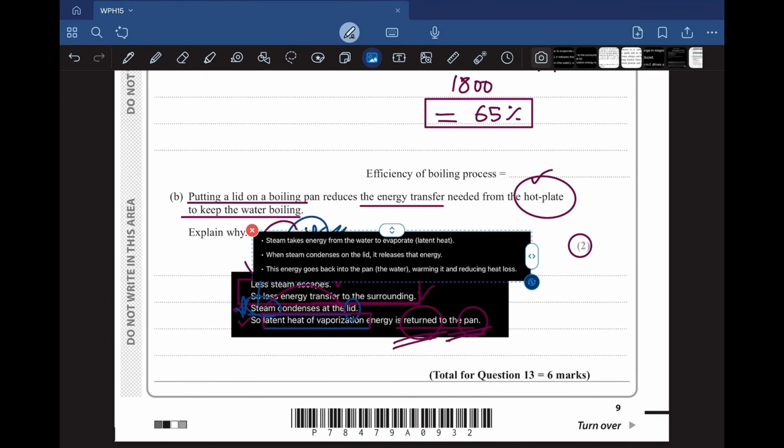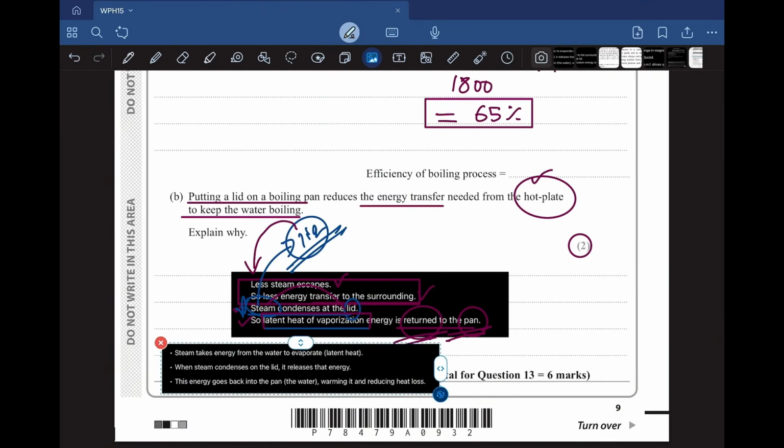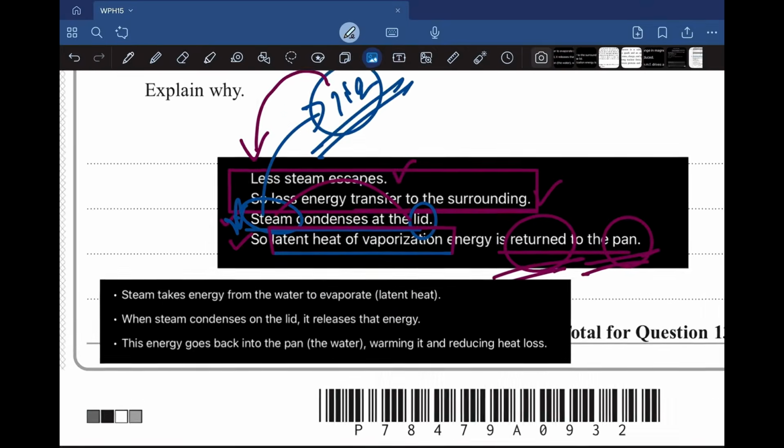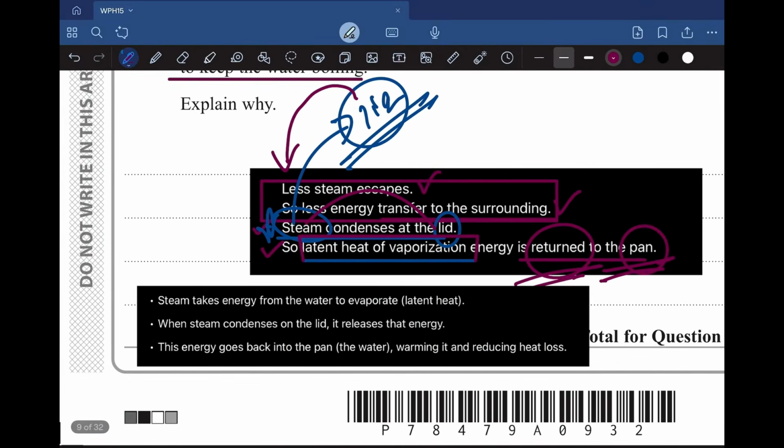Now I will be adding one extra explanation right here to make you familiar with this. The explanation is right here. It says steam takes energy from the water to evaporate, right? And when steam condenses on the lid, it releases that energy. This energy goes back into the pan, warming it and reducing heat loss.